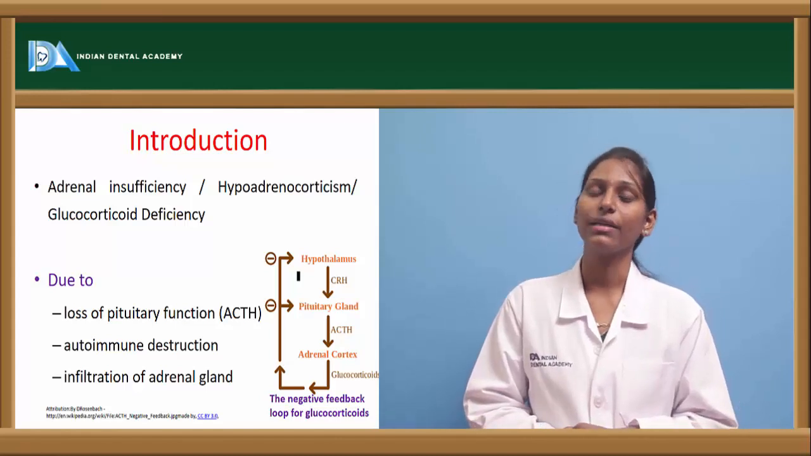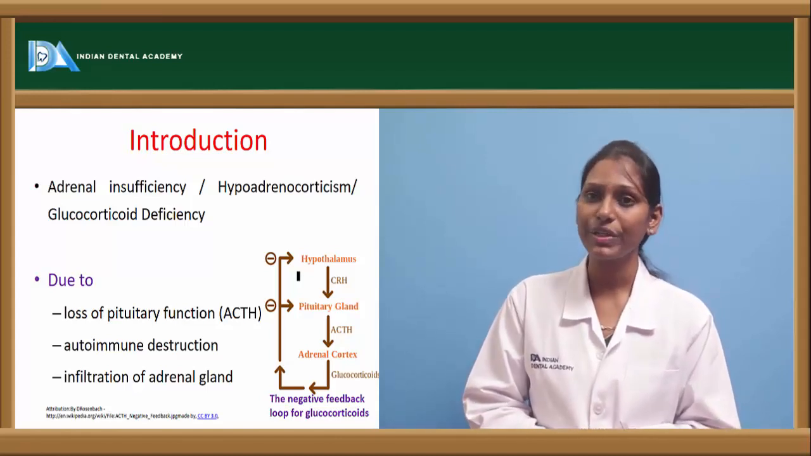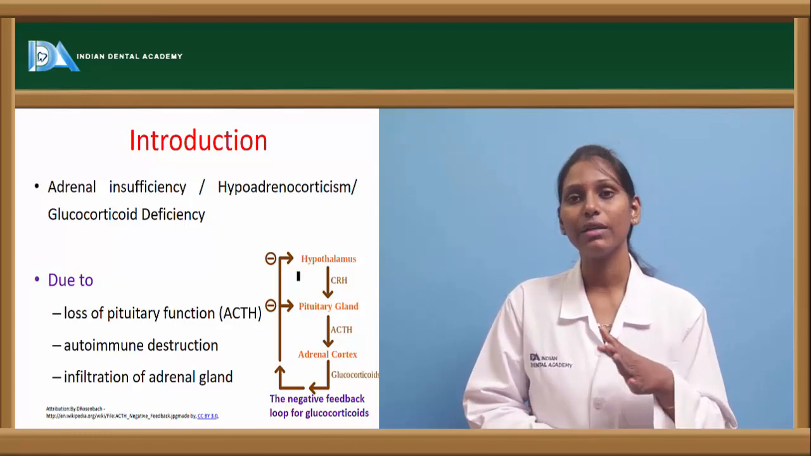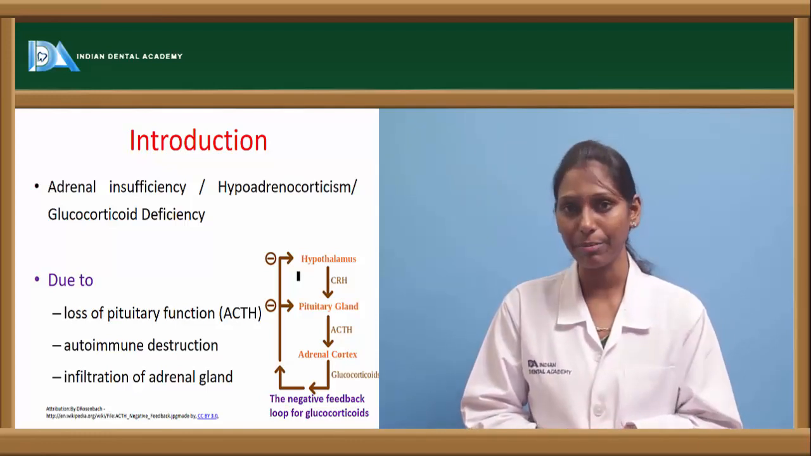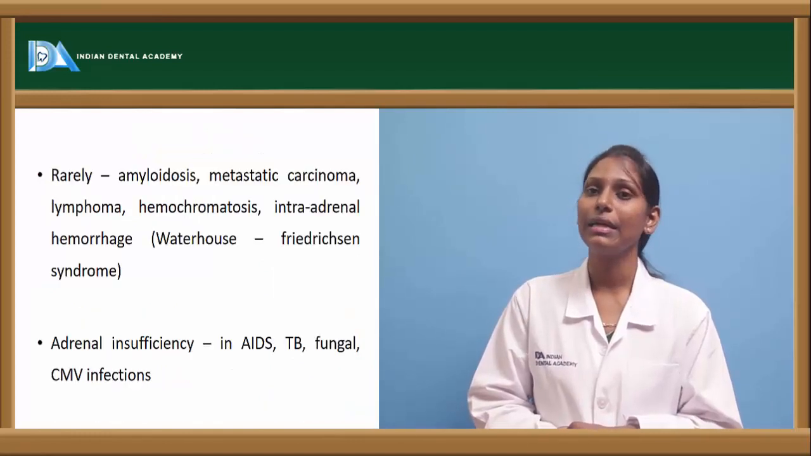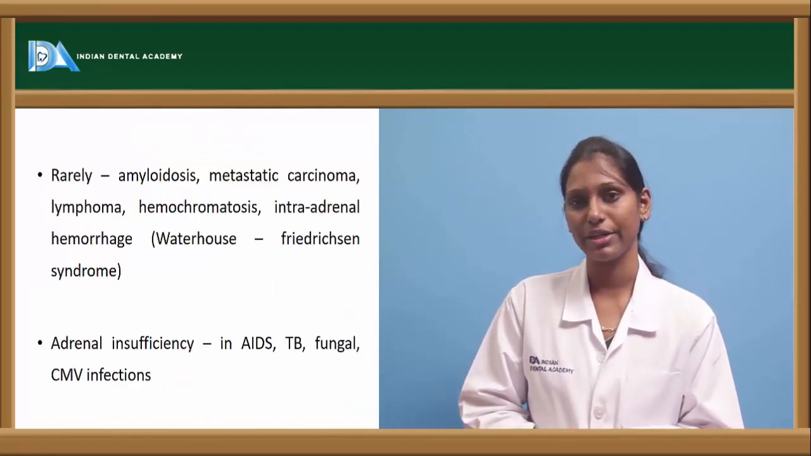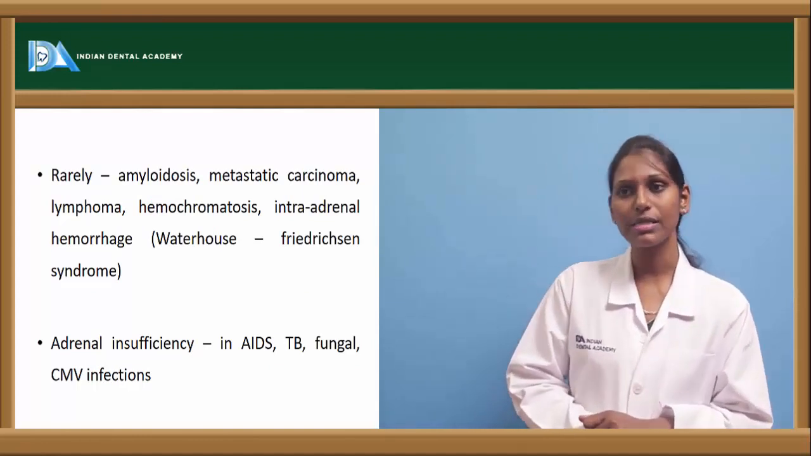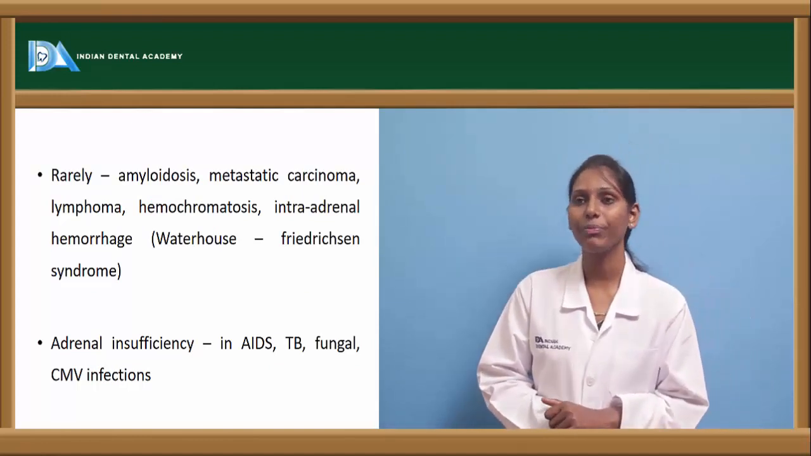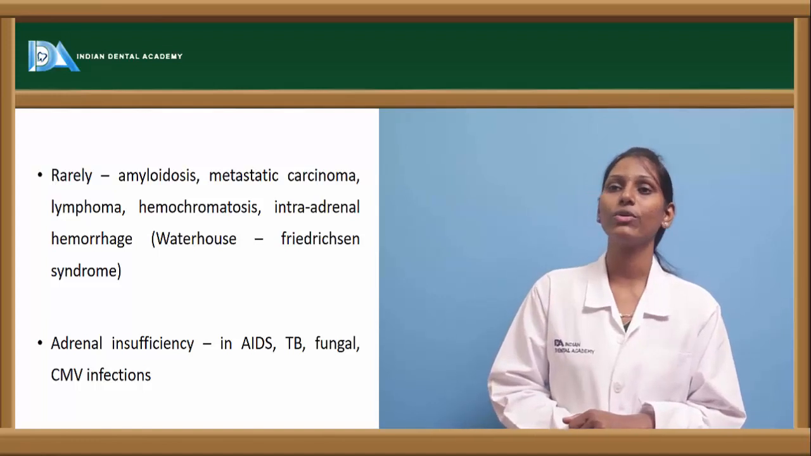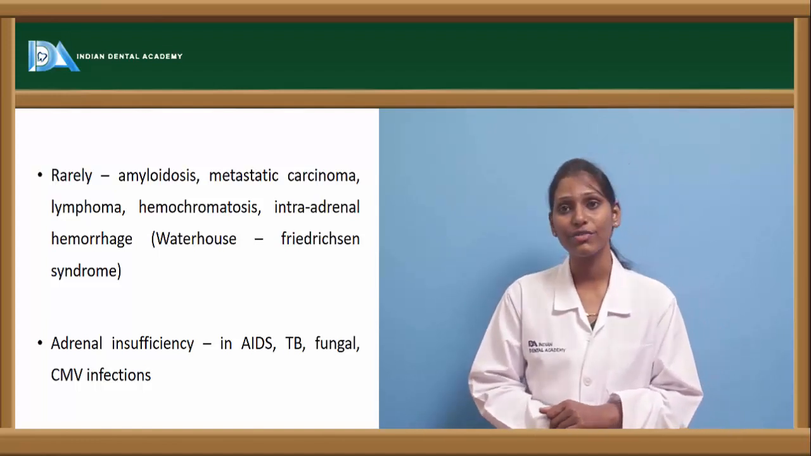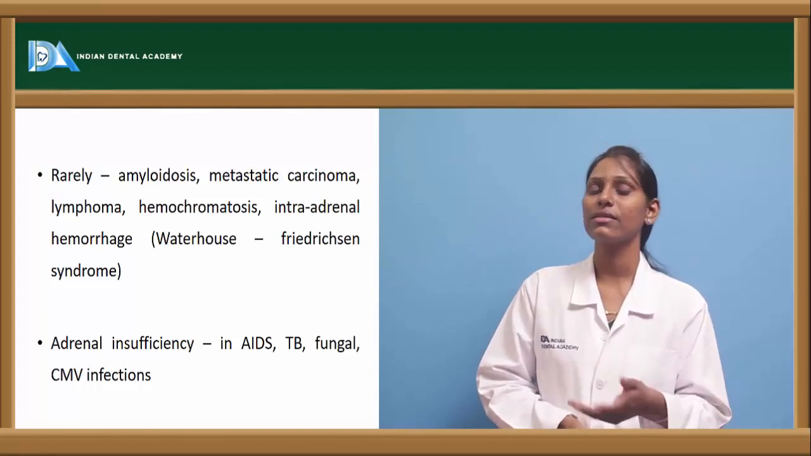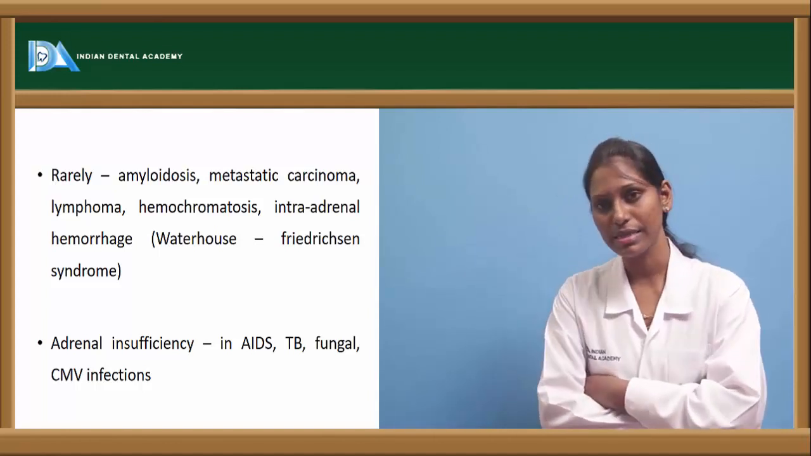Infiltration of the adrenal gland. If the adrenal gland has been infiltrated by any tumor, the production of cortisol is impaired, and in those cases also there will be decreased cortisol secretion. Rarely, there can be amyloidosis, metastatic carcinoma, lymphoma, hemochromatosis, or intra-adrenal hemorrhage, which is Waterhouse-Friderichsen syndrome. In these cases also there will be decreased cortisol secretion.